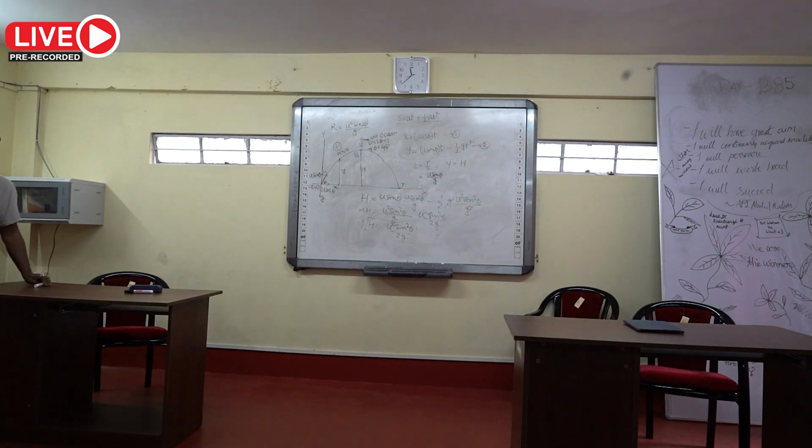For this calculation of the maximum height, you have to put the time in the y coordinate equation, that is equation 2, equal to half of the time of flight, because at half of the time of flight the particle is at the topmost point. One crucial point: at the topmost point, the velocity of the projectile is along the horizontal direction.